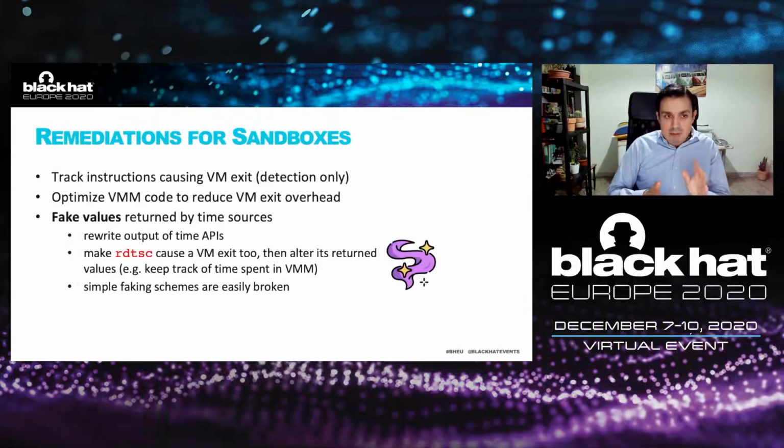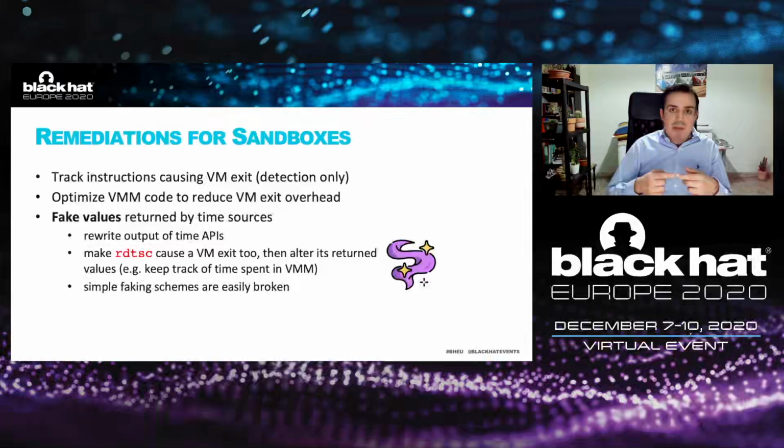Well, yeah, I should be tracking those instructions like CPUID or other patterns that might be abused to cause a VM exit, but that covers me only for the detection part. For countering those attempts, I need to control the time sources. I need to alter the perception of time inside the guest. And it's not enough to just hook the APIs and change the results.